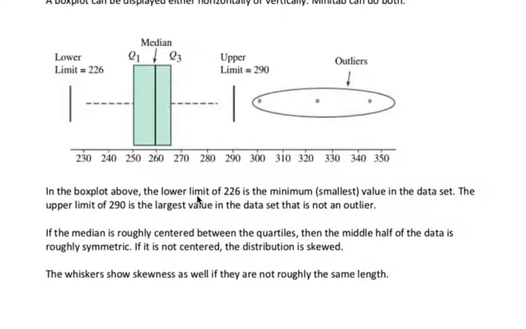In this box plot, the lower limit of 226 is the minimum value, and the upper limit of 290 is the largest value that is not an outlier. We can see that we have some outliers, one around 300, 325, and 345. And our median value looks like it's about 260. It looks like Q1 is about 250 and Q3 is about 265.